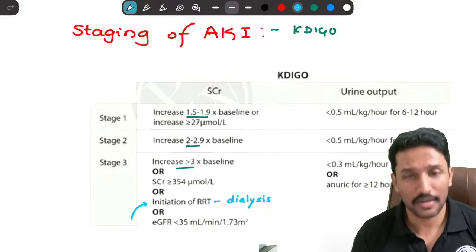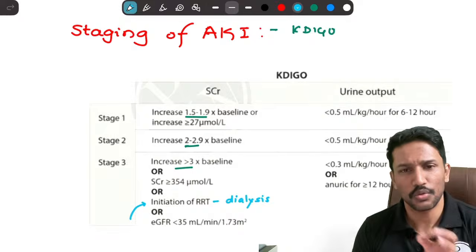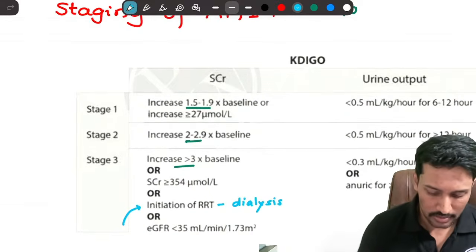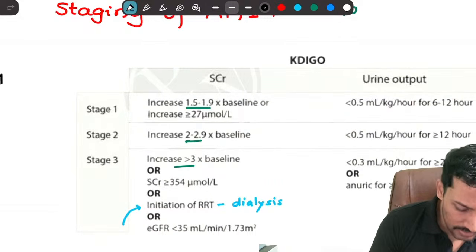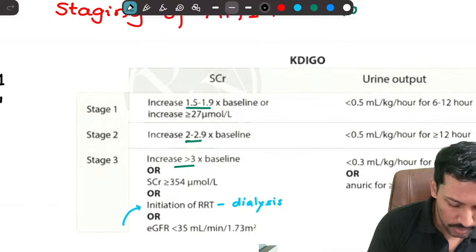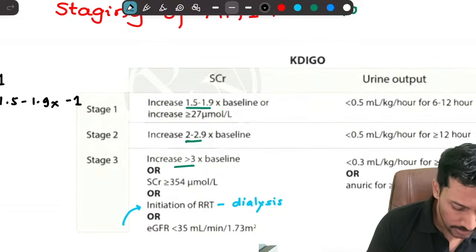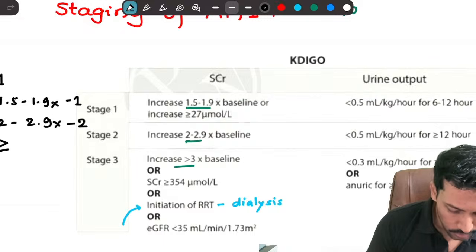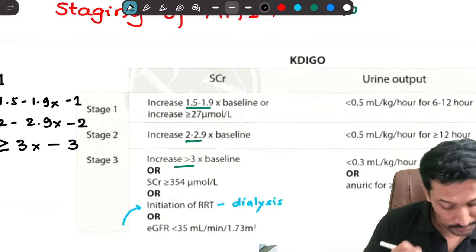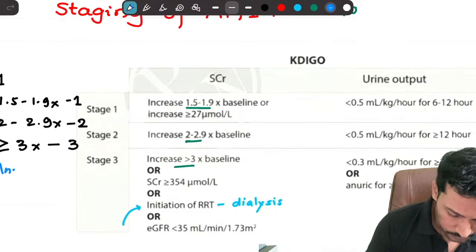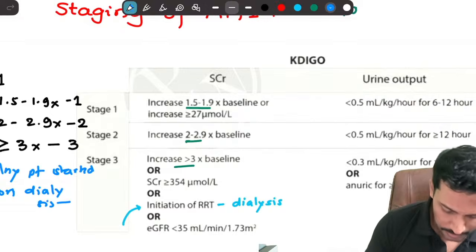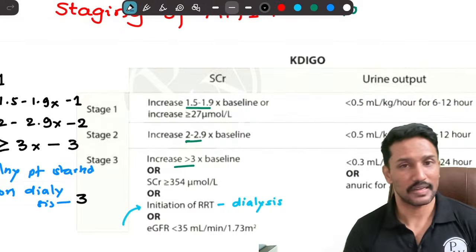So I want you to have an understanding of the staging, because during your viva or OSCE, your teachers might ask you to stage. So simple thing is, the baseline creatinine, let us say, is 1. So when it becomes 1.5 to 1.9 times the baseline, we will call it stage 1. And 2 times to 2.9 times the baseline, we will call it stage 2. Right? More than or equal to 3x the baseline, we will call it stage 3. And also any patient started on dialysis is also stage 3, irrespective of the urine output or the creatinine, right?